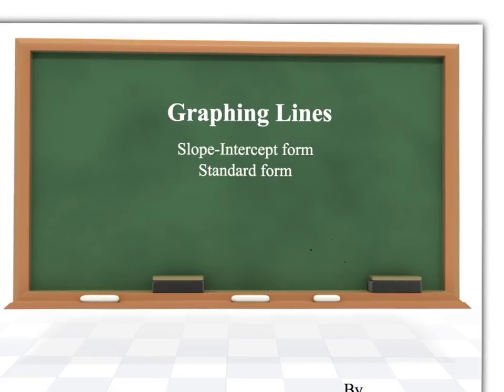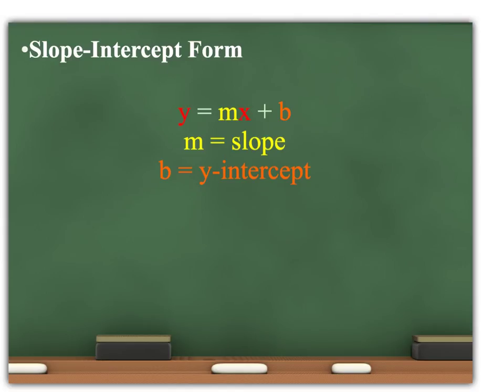This video will refresh your memory on how to graph lines using the slope-intercept form and the standard form. The equation for the slope-intercept form is y = mx + b. In this equation, the m stands for slope and the b stands for the y-intercept.